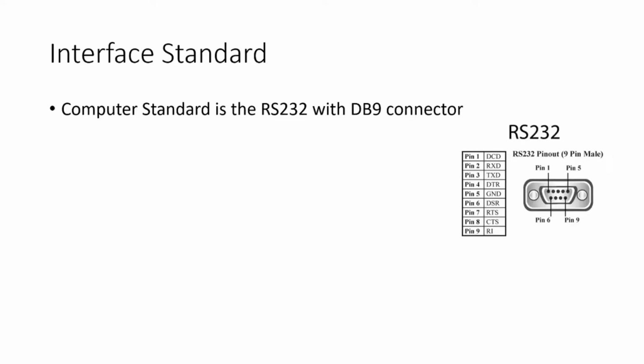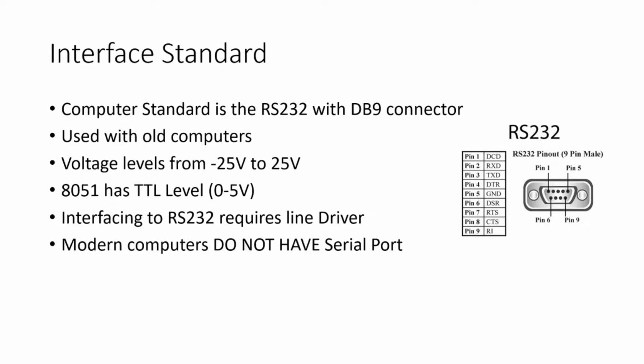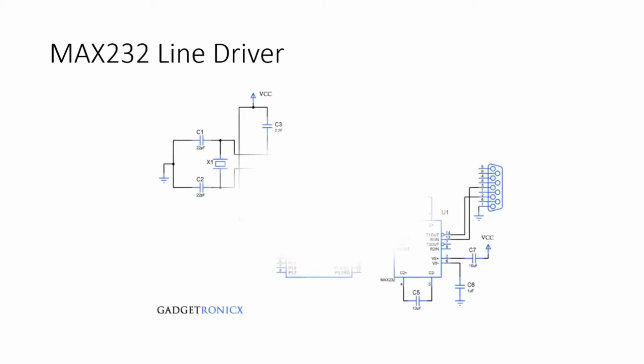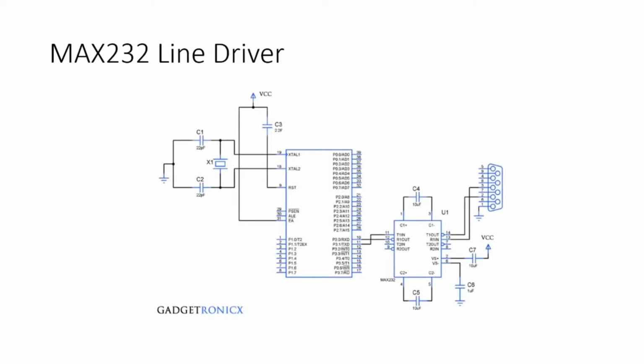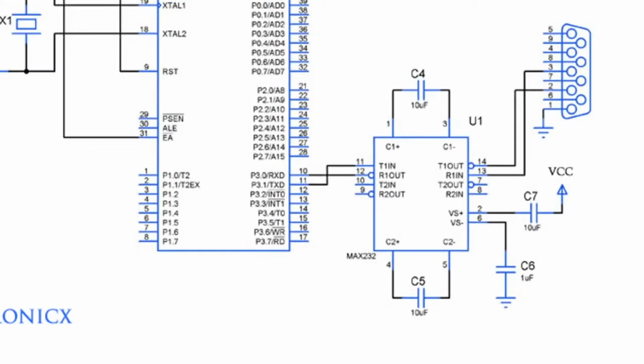Now when it comes to the hardware standard, older PCs that have a serial port use the RS-232 standard, while modern PCs don't have this anymore. RS-232 has different voltage levels, thus a line driver is required when connecting the microcontroller to the computer. MAX232 is the most commonly used line driver. We only need 3 lines: transmit, receive, and ground. The transmit of the microcontroller is connected to the receive pin of the computer, and the receive pin of the microcontroller is connected to the transmit pin of the computer.